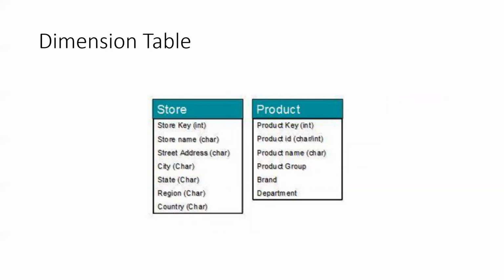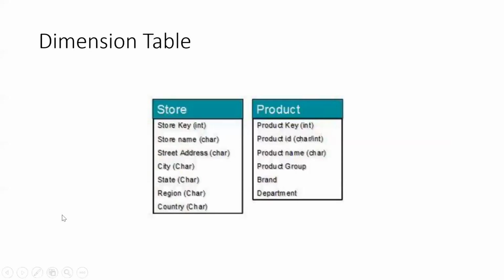In the store table, apart from the primary key, we store all store-related dimensional information. What is the store name? What is the address of the store? The city, the state, region, country. The same for product. What is the product key, product ID? What is the product name, product group, brand, department? Those are the information for the product dimension.